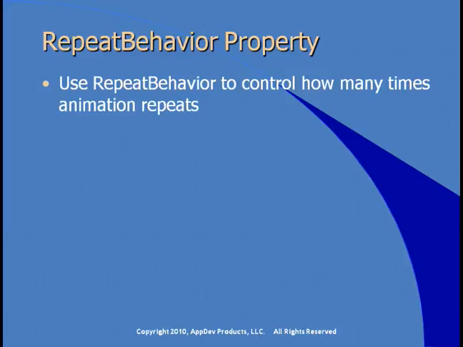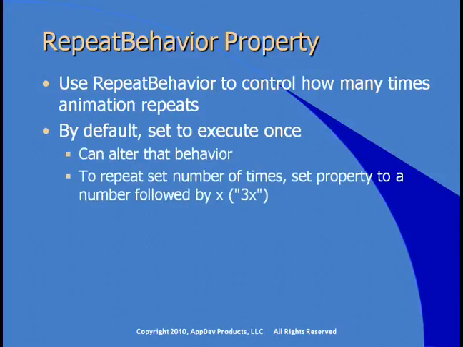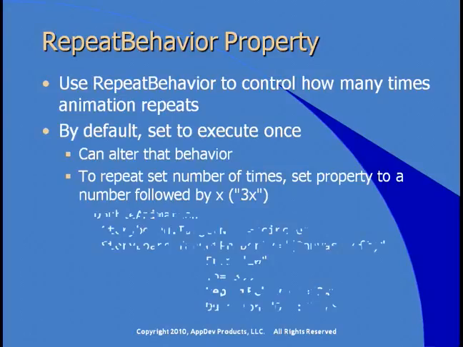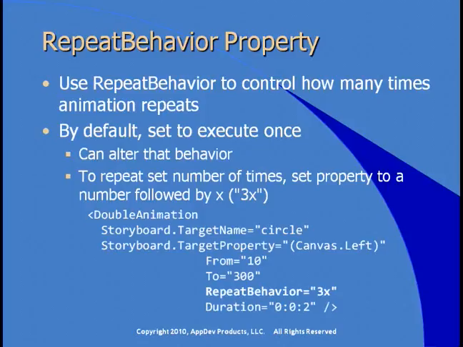You can use the repeat behavior property to control how many times an animation repeats. By default, it's set to execute once, but you can alter that behavior. To repeat a set number of times, set the property to a number followed by x, like 3x. In this example, we have a double animation that's animating the left property of a circle, and we're animating it from 10 to 300, and we want this to happen 3 times. The repeat behavior is set to 3x. It will just run 3 times.